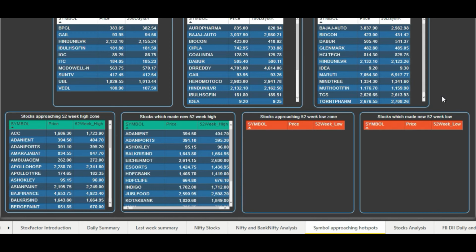Now friends, why have we kept this particular filter of the 52-week high zone or 52-week high? You can see here, in the first table the stock has entered the high zone, meaning it is near the 52-week high price, and in the other the stock has made the new 52-week high. When a stock is in a strong uptrend, only then will it enter the 52-week high zone, obviously. So it means there is huge positivity in that stock and that momentum is likely to continue.